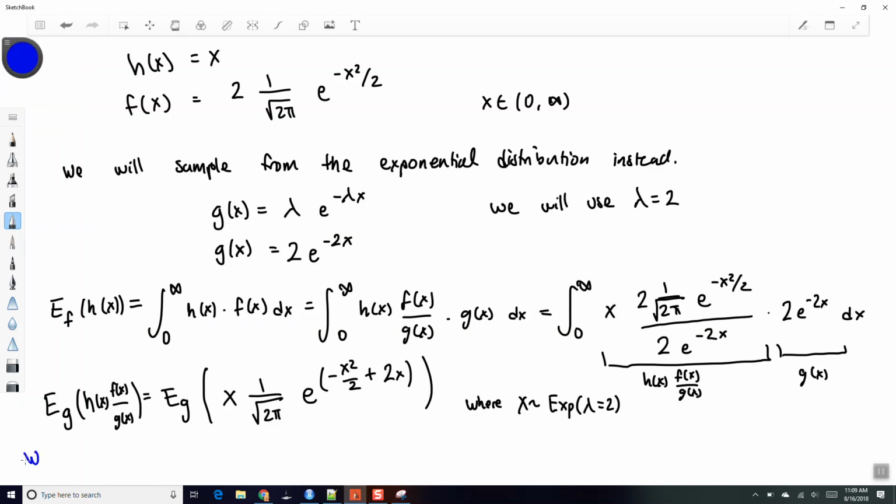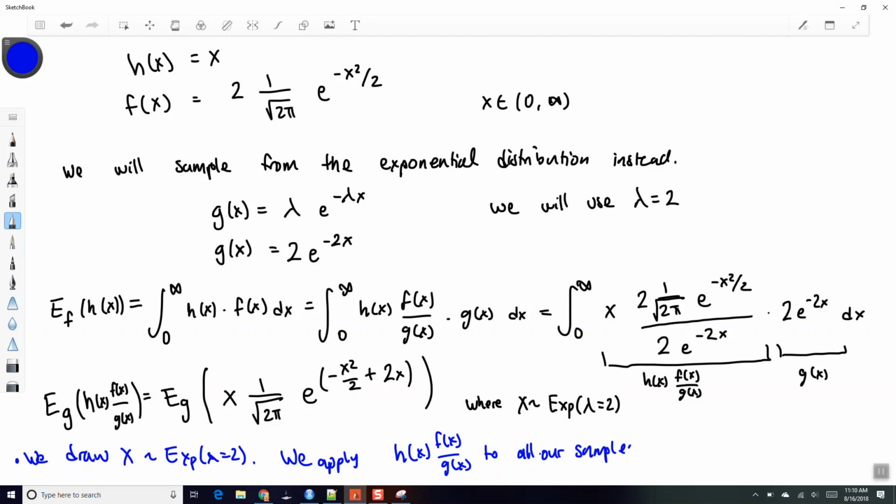Okay, so we draw x from exponential with lambda equal to 2. We apply h of x, f of x over g of x to all our sampled values. And then we take the sample mean.